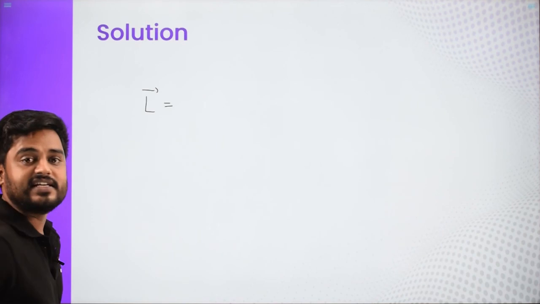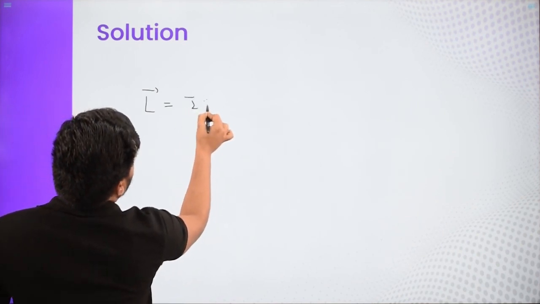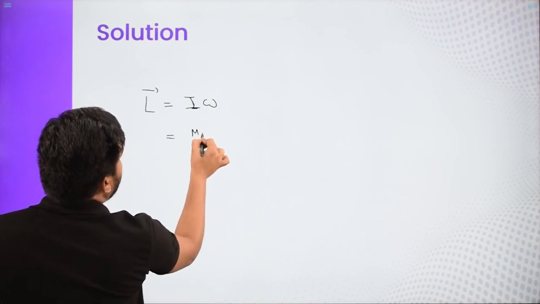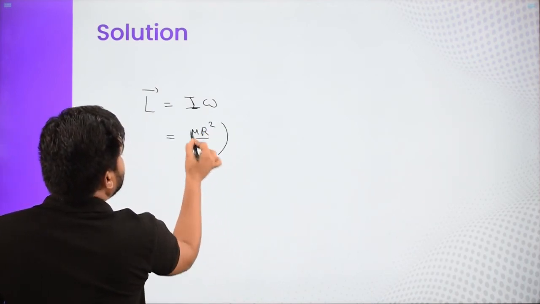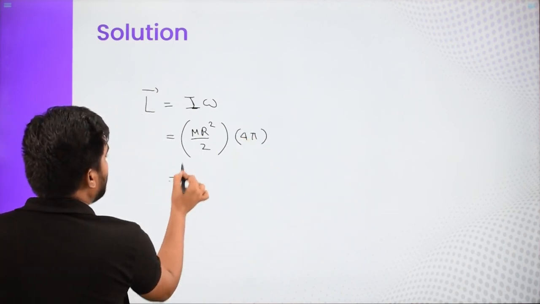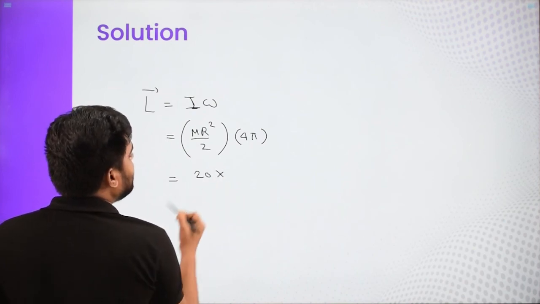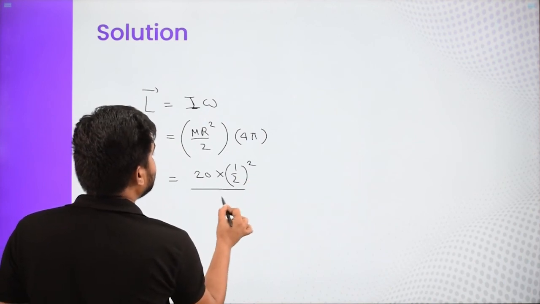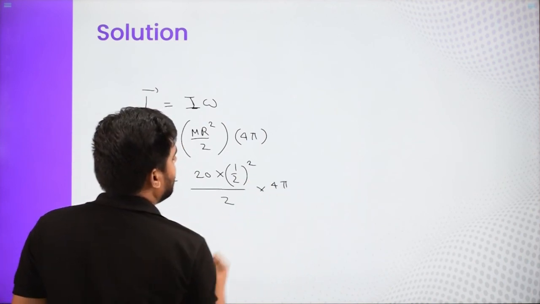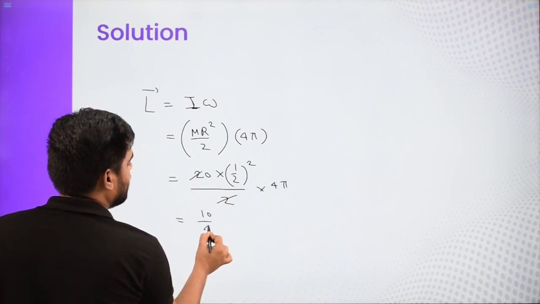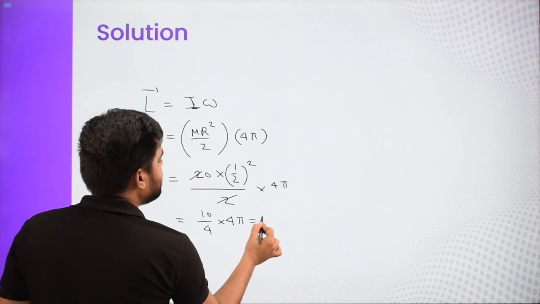So we will say that L vector, which has been asked, the magnitude of angular momentum, is nothing but I omega. What about I? I is m r square by 2, into omega. Omega we already found, it is 4 pi radian per second. Mass was given as 20 kg, into radius 0.5 or half, squared, divided by 2, into 4 pi. Let us solve this. So it is 10 by 4 into 4 pi, which gives me 10 pi.